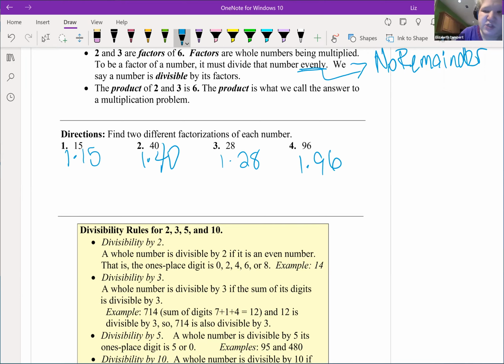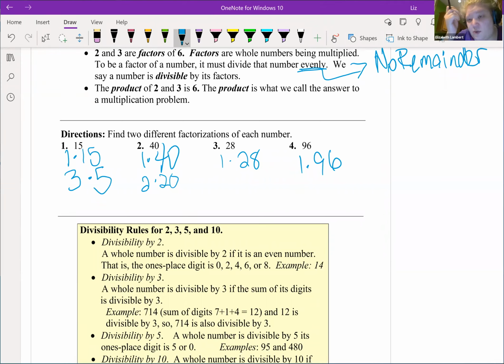So 15, we just got 1 times 15, and then it's not even, so it won't be divisible by 2. So 3 does go into 15, 5 times. And then 40, well, that one's even, so I know it's going to be 2 times something. And what I do on the calculator to figure out what the factors are, I just start with, is it even? Okay, 2 goes into that, what do we get? In this case, 20. Then I'd go back to 40.